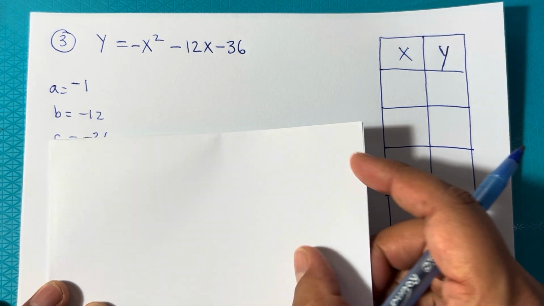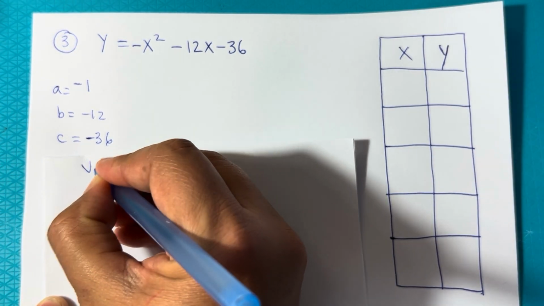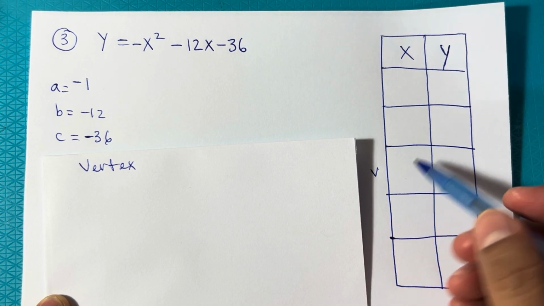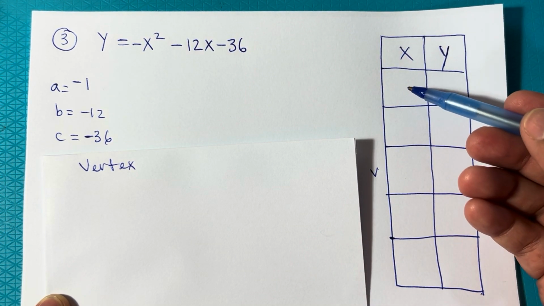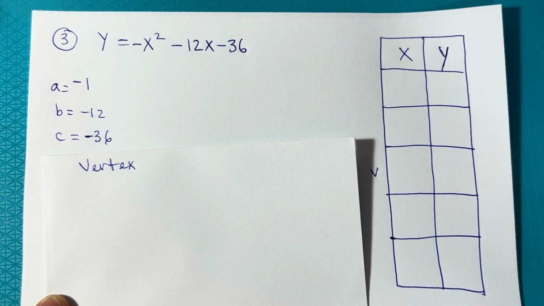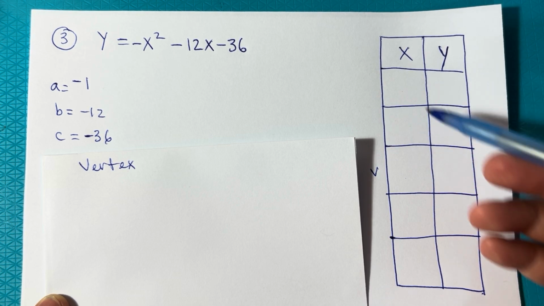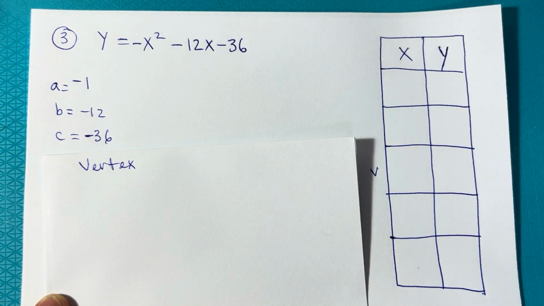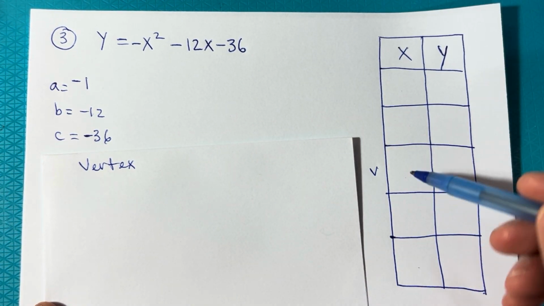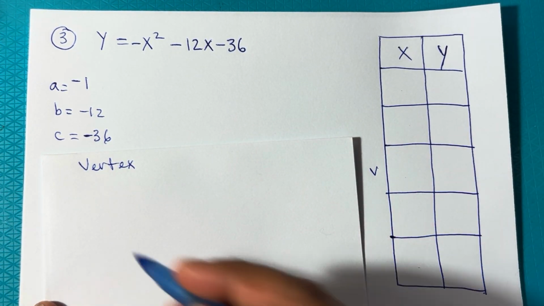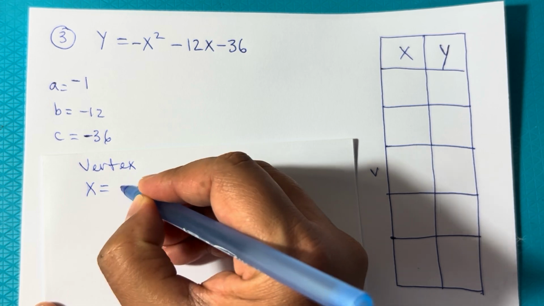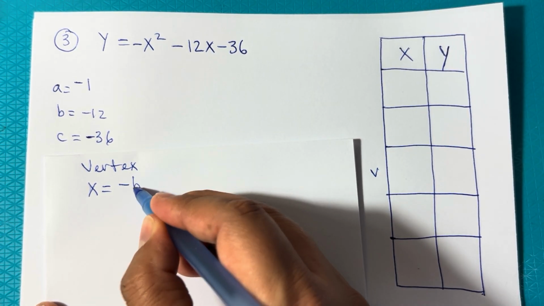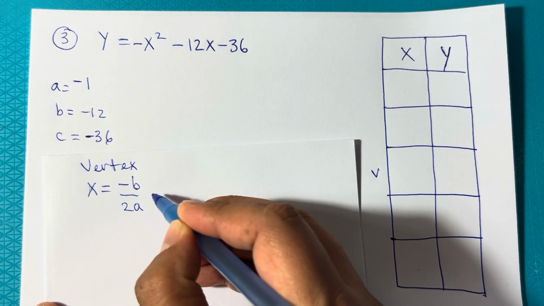Again, the first thing that we want to find is the vertex. Why? Because we are going to put it here in the middle and then choose 2 points to the left and 2 points to the right. It doesn't matter if you switch these, that's okay, as long as they are next to the vertex, okay? So x is equal to -b all over 2a.